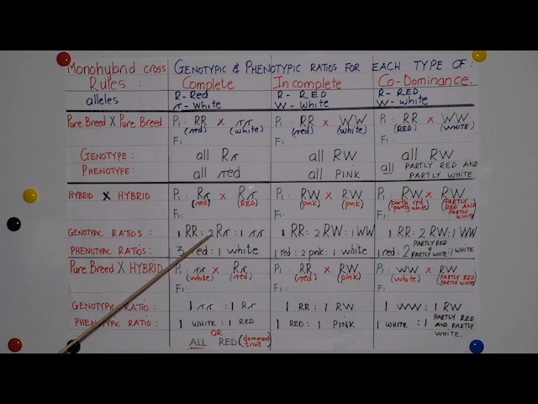And let's look in detail at the genotypic ratios. The one for complete dominance, the one is homozygous dominant and the other one is homozygous recessive. The two in the middle are heterozygous.